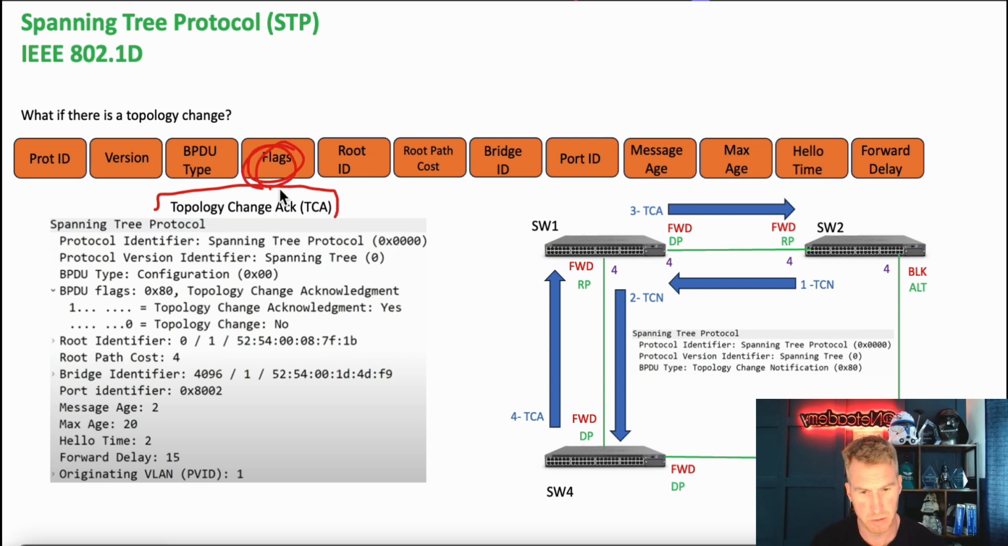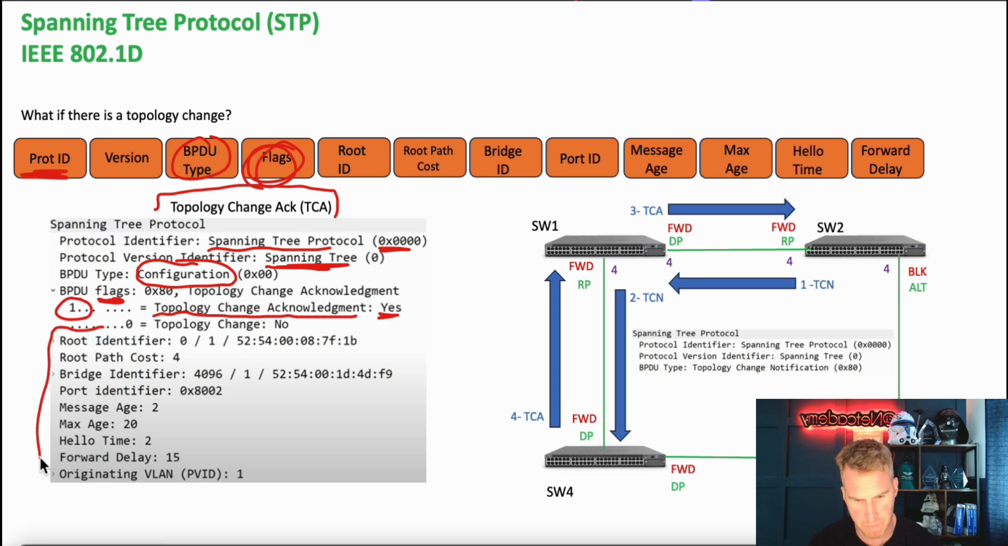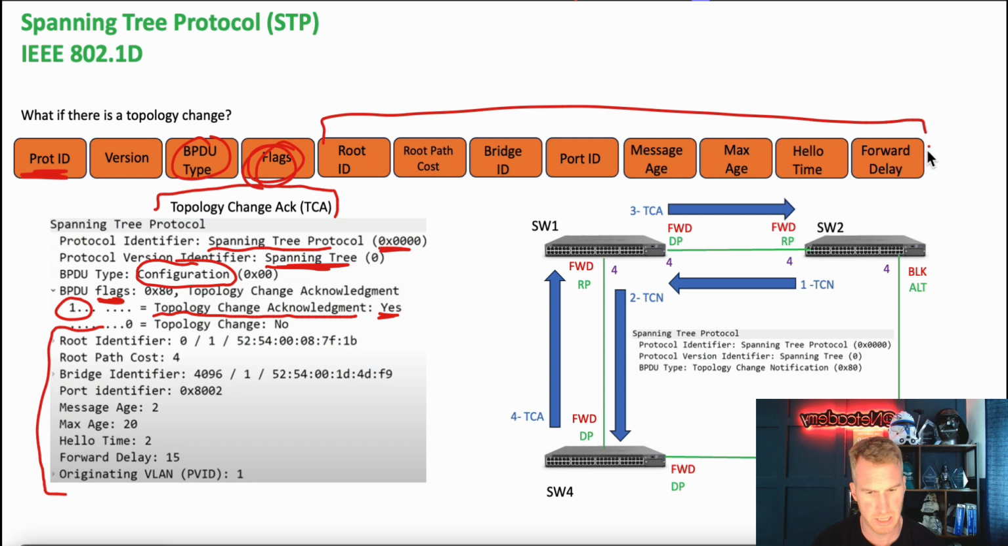And this is the packet capture of a topology change acknowledgement that will be flagged in the flags header. And note, for the protocol identifier, it's saying, yep, it's STP, it's using this hexadecimal value. The protocol version also identifies, is it STP, is it RSTP, etc. The BPDU type is a configuration message, but note under the flags, it's set to 1 here, and this is given a topology change acknowledgement indicated by yes. And all of this other really cool information that you see here as well.